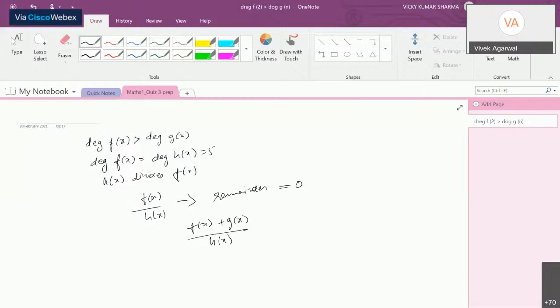The degree of f of x plus g of x will be 5, and the degree of h of x will also be 5. The remainder doesn't consider degree. Srinath, we are not dividing the degree, we are dividing the whole function, and since it is given f of x is divisible by h of x, then g of x will be the remainder. Oh, okay, got it.